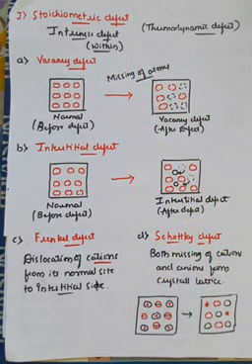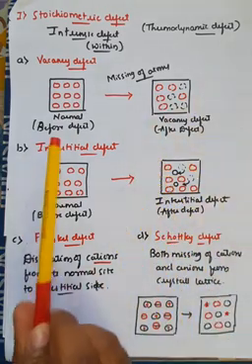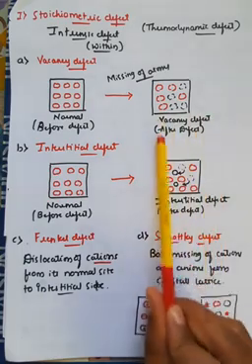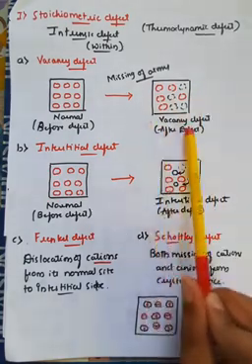Interstitial defect means, what happens? There will be the same number of atoms even after the defect, which means the atoms present within the crystal system just move away from their original position to the interstitial site, in between the points or in between the atoms. Here we can observe the representation: the normal condition of the crystal, and after the vacancy defect, what is the change in the crystal system.